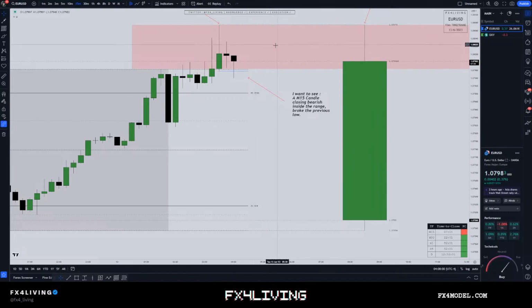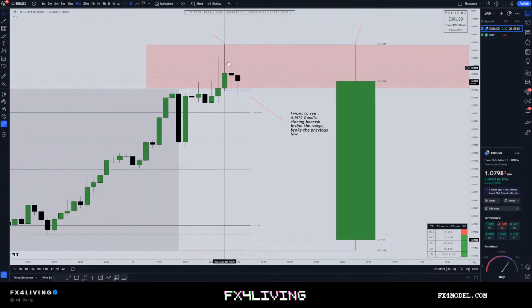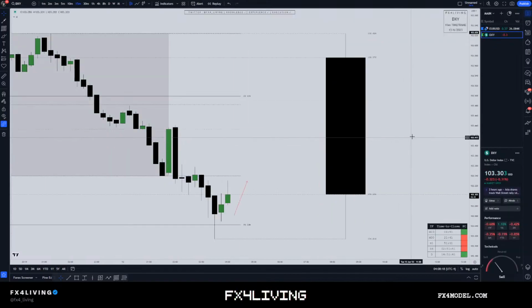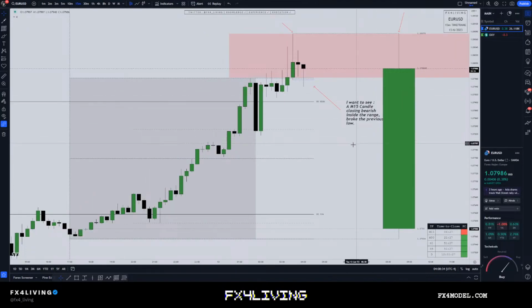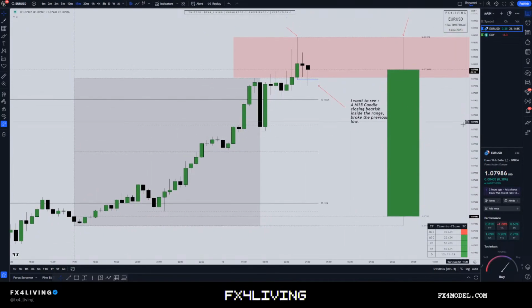Look, the red box here is the area where I want to see the manipulation. This candle here, for me, is the manipulation. But I want to see some confirmation. I want to see the price coming back inside this range. For now, we're rejecting the range, so there's no way. And if we go on the XY, look, we reject the previous daily low. This is looking pretty good. This might be the low of the day on the XY, but I want to see more, because here we don't have what we want to see.